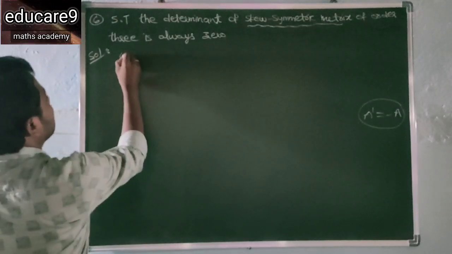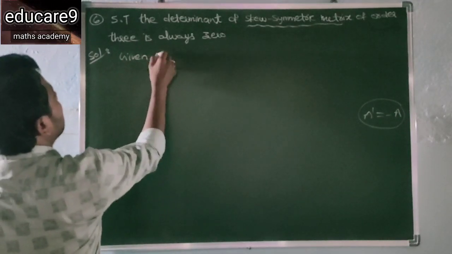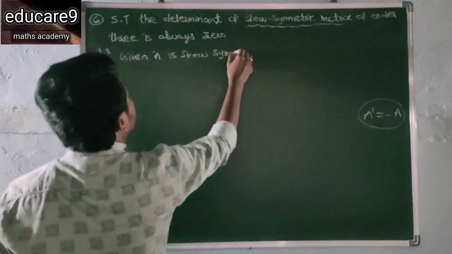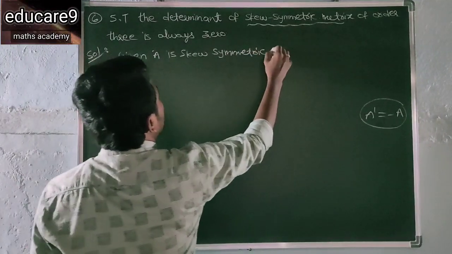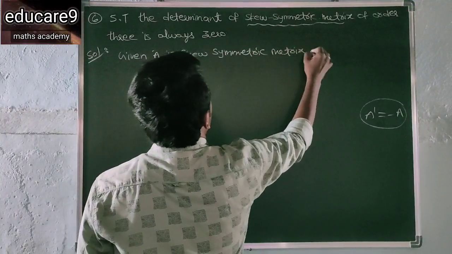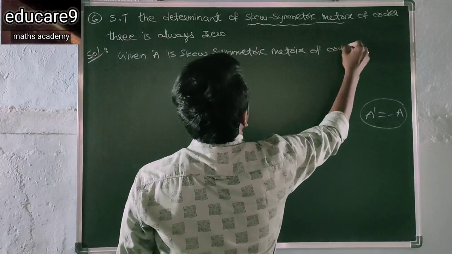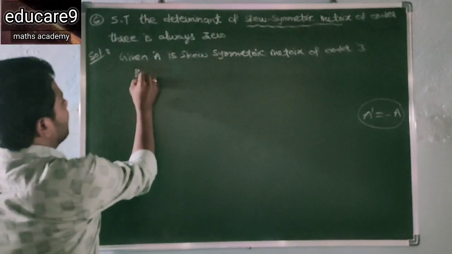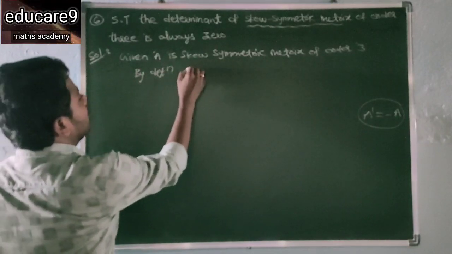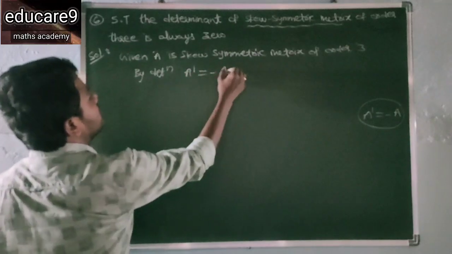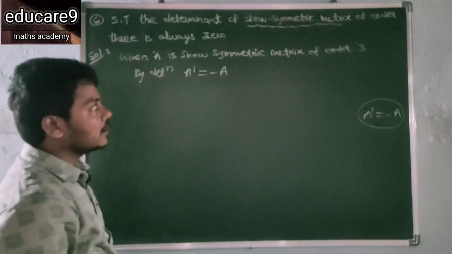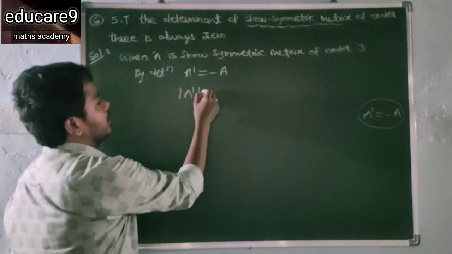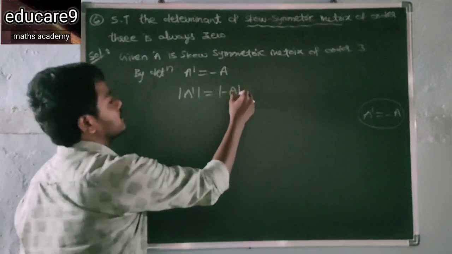So here given A is a skew symmetric matrix of order 3. So by definition A transpose is equal to minus A. So here take determinant on both sides. So what you get? Determinant of A transpose is equal to determinant of minus A.